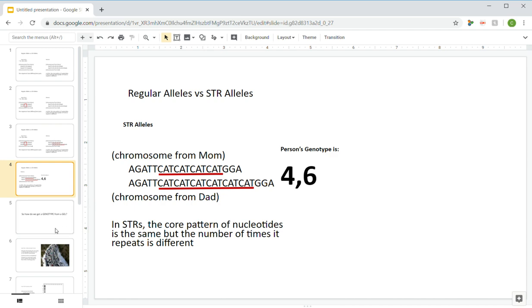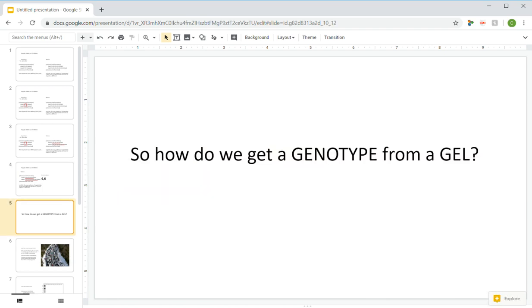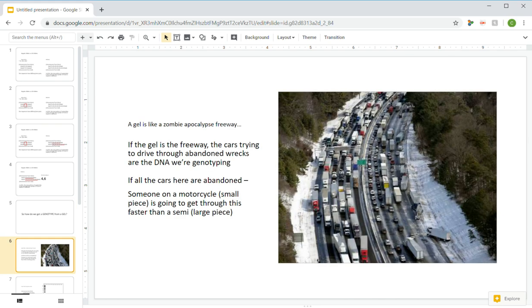So how do we actually get this information, or how would we be able to genotype somebody if we're just looking at a gel? So the way a gel works, think of an electrophoresis gel like a freeway during a zombie apocalypse. You know, in all the movies, there's always tons of cars and semis and accidents, just abandoned cars littered all over the freeway. Okay, so a gel would be like that freeway, and the DNA in this example would be like a motorcycle and a semi.